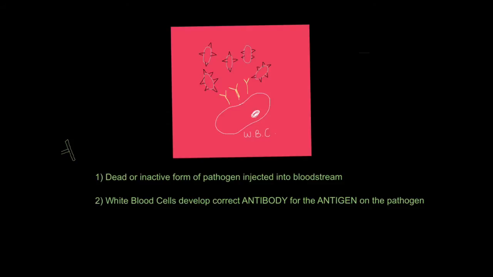Once our bloodstream is flooded with these inactive or mild or weak or dead pathogens, our white blood cells start to kick into action and they start to develop the correct antibody that can lock on to this antigen. In other words, the antibody must have a complementary shape to the antigen. So white blood cells develop the correct antibody for the antigen on the pathogen. This can take a bit of time.